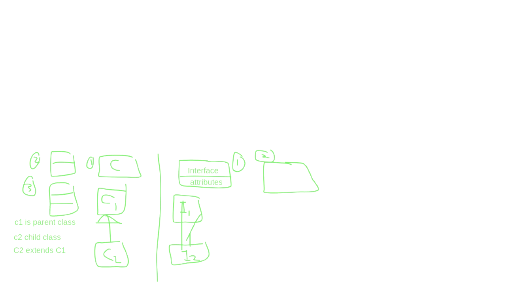I draw. You have I1 and you have another interface I2. Now, when you write like this, here you write interface I2. How do you read this interface I2?